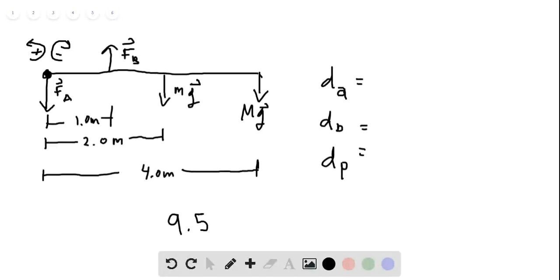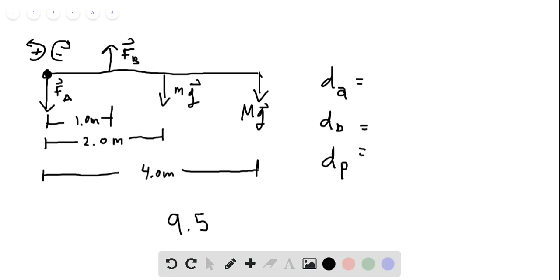5. Let's just read it real quick. Calculate the forces Fa and Fb that the supports exert on the diving board of figure 9-49 when a 52 kilogram person stands at its tip. A, ignore the weight of the board. B, take into account the board's mass of 28 kilograms and assume the board's center of gravity is at its center.